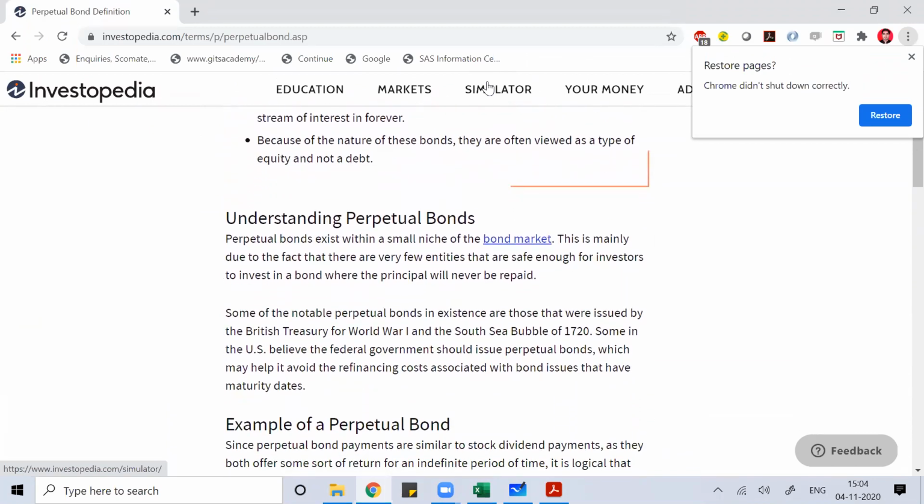So perpetual bond exists within a small niche of the bond market. This is mainly due to the fact that there are few entities that are safe enough for the investor to invest in a bond where the principal will never be repaid. So I hope you got the logic.